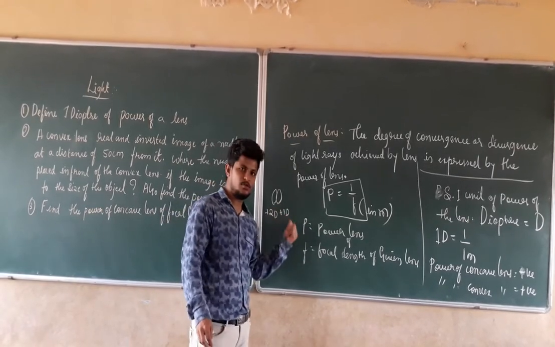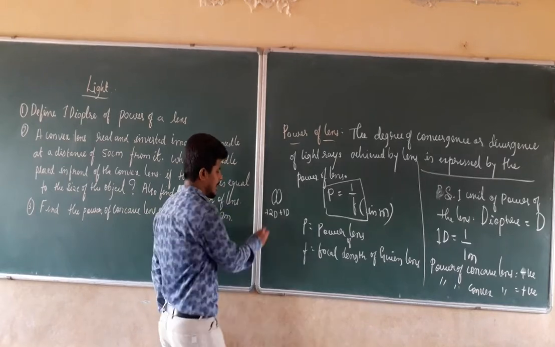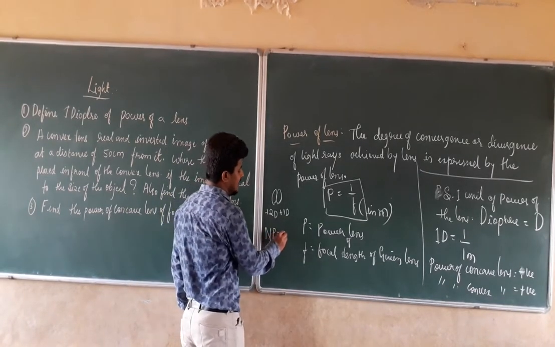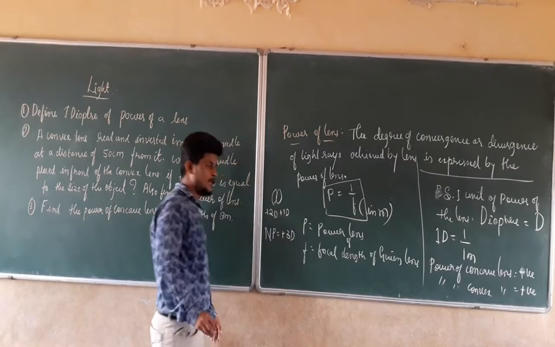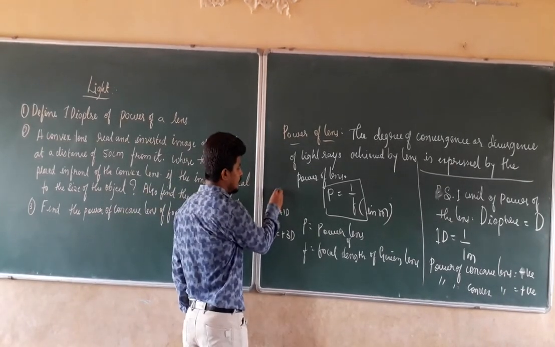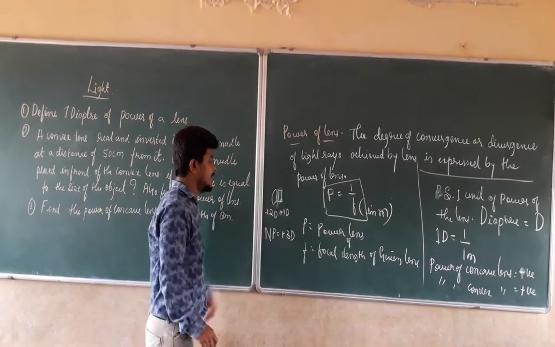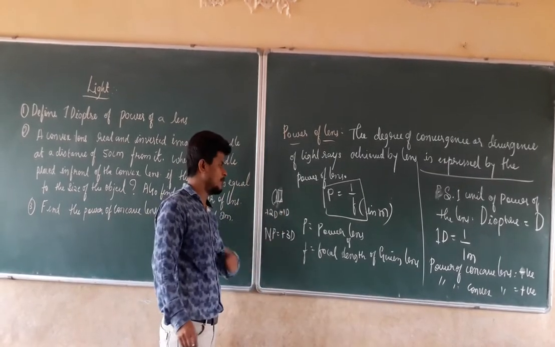The algebraic sum of these two lenses, that is +2 plus 1, equal to how much? The net power will be +3 diopters. In case of this convex lens, if I am using a concave lens having the power of minus 1 diopter, then it is also the algebraic sum of the power of those lenses.